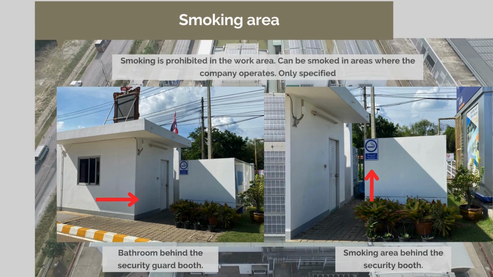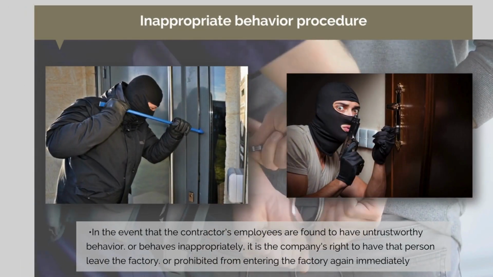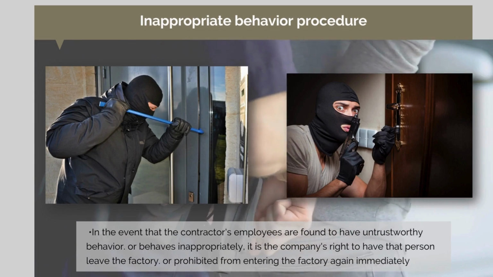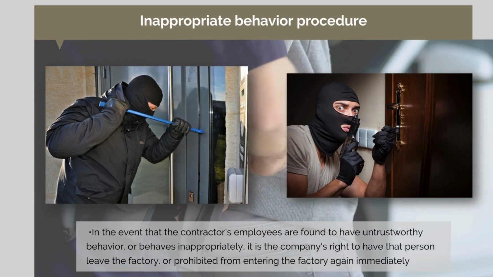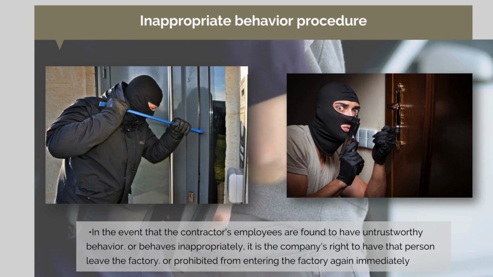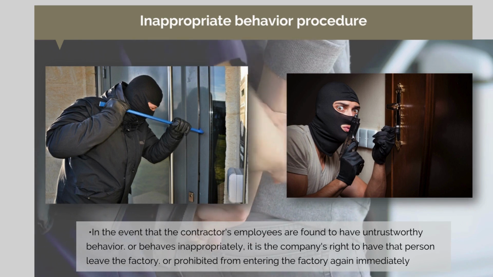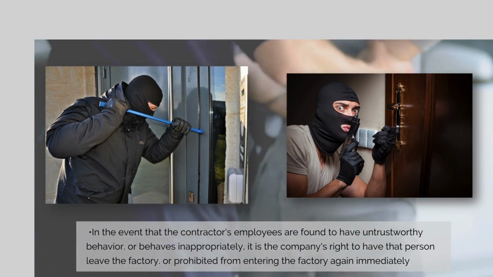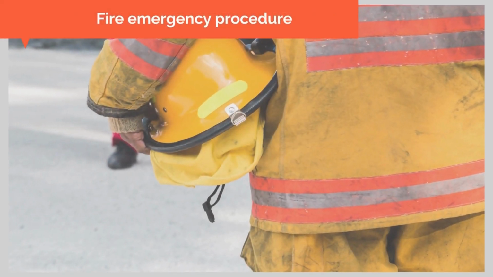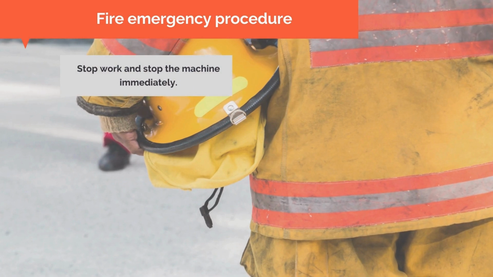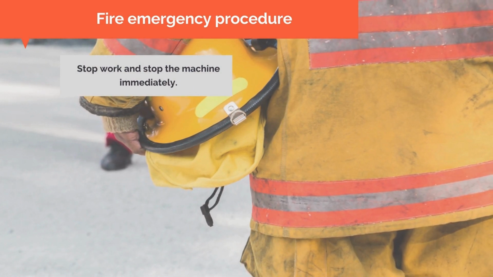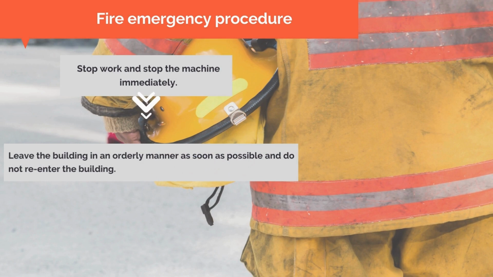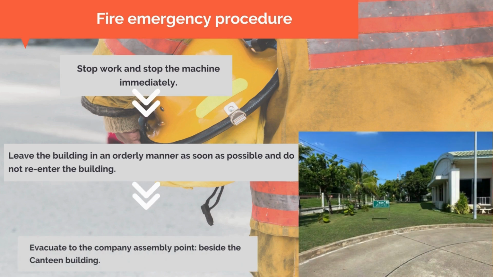In the event that the contractor's employees are found to have untrustworthy behavior or behave inappropriately, the company has the right to have that person leave the factory or be prohibited from entering the factory again immediately. Fire emergency procedure. Stop work and stop the machine immediately. Leave the building in an orderly manner as soon as possible and do not re-enter the building. Evacuate to the company assembly point beside the canteen building.